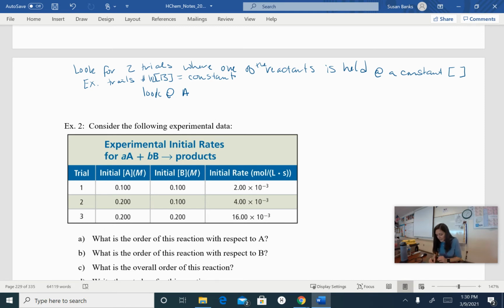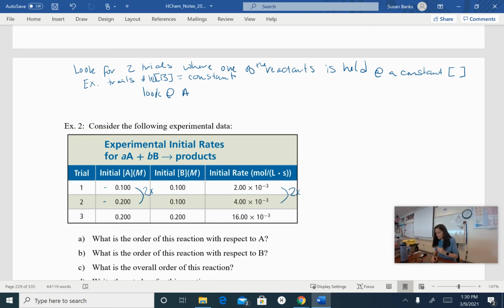So when I look at A, my concentration between trial 1 and trial 2 doubles. 0.2 is double 0.1. So I'm going to look at the rate now. What happens to my rate between trial 1 and trial 2? 2 times 10 to the 3 compared to 4 times 10 to the 3, my rate also doubles.